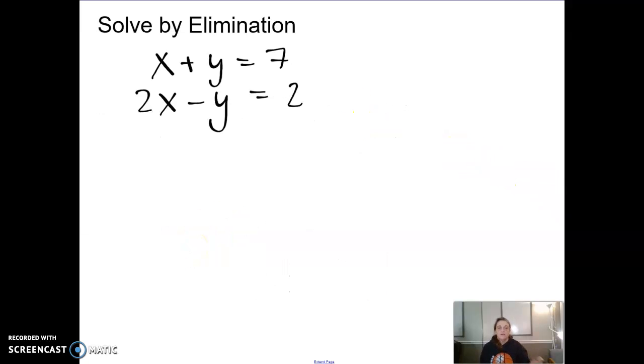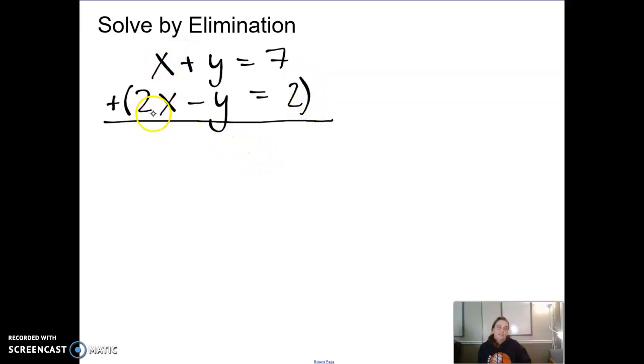So let's go ahead and look at some examples of what solving by elimination might look like. Here are two equations that I want to look at solving by elimination. I could certainly solve these by graphing or by substitution, but let's look at what it would be like if I solve these by elimination. To do that, I notice that I have a plus y and a minus y. They both have a coefficient of 1. So they have the same coefficient. I can add these two equations to each other.